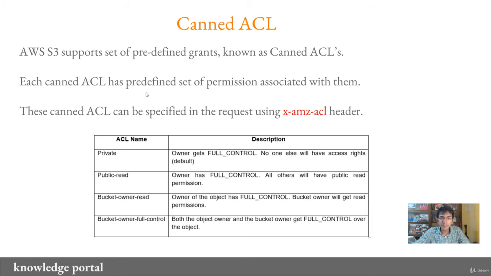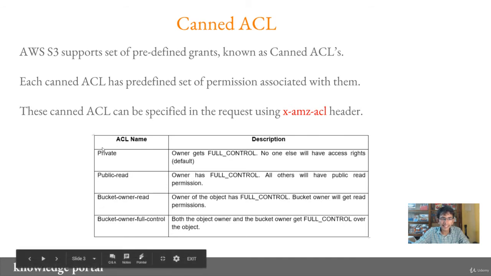So that predefined set of permissions can be done through canned ACL. Now these canned ACLs can be specified in the request using the x-amz-acl header. There are a lot of canned ACLs, and these are some of the examples. One of the interesting ones that we are looking forward to is bucket-owner-full-control.